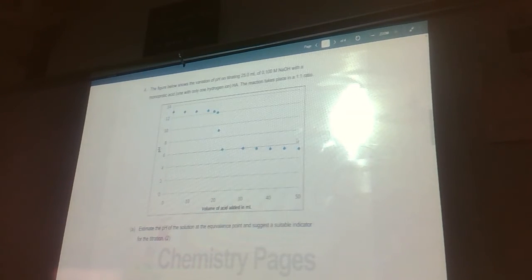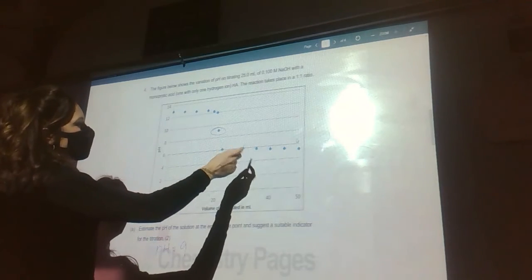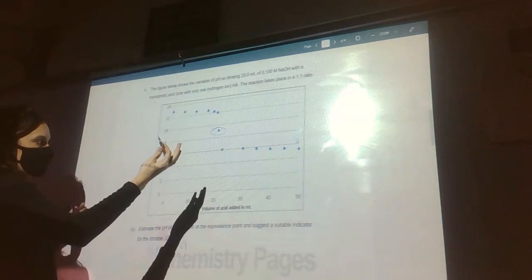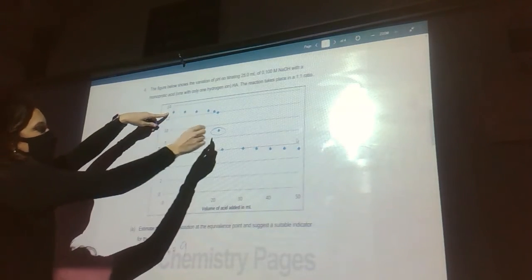Number 4 is a titration. You have the pH of the solution at the equivalence point is 9. So phenolphthalein is a good indicator. Is the acid strong or weak? My pH does not wind up at 7. So I started with this and I ended up here at the equivalence point. It must have been a weak acid.